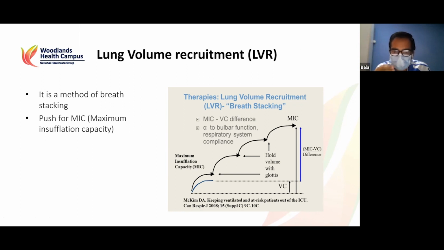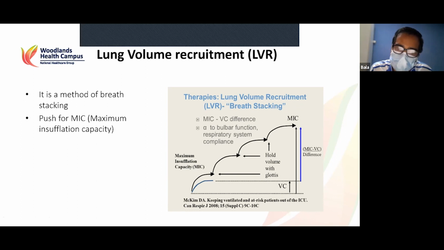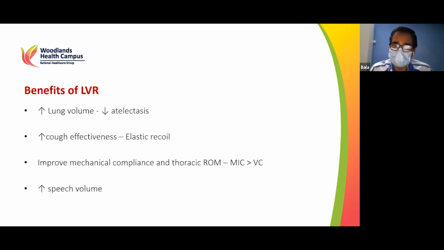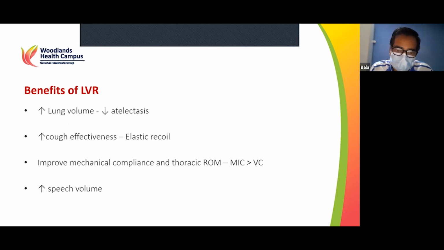So what is LVR? LVR is basically stacking your breath. So we use the word called MIC, maximal insufflation capacity. This can happen only if your bulbar system is working and you can hold your air and then you can stack up your air. So I'll just demonstrate. You breathe in, hold, and then breathe in again, hold, breathe in again. So this has to be coordinated with that bag so that you can build up that MIC. So when you are able to build up, definitely your MIC is going to be greater than your VC. So this is how you improve your lung volume.